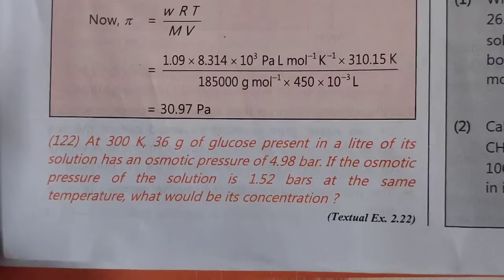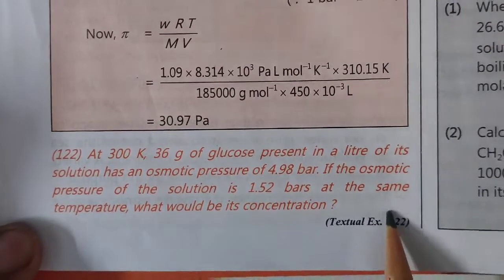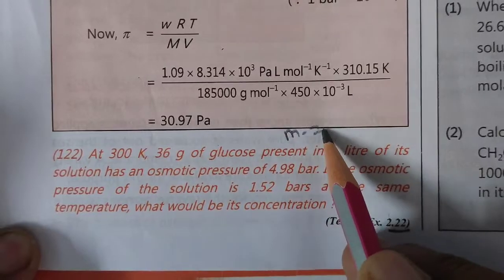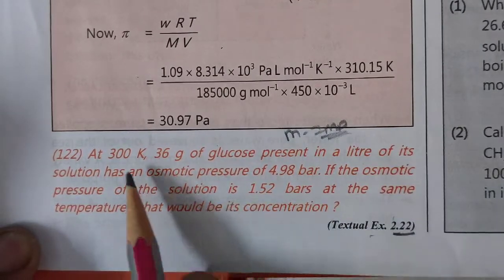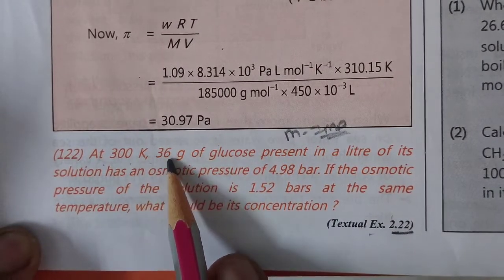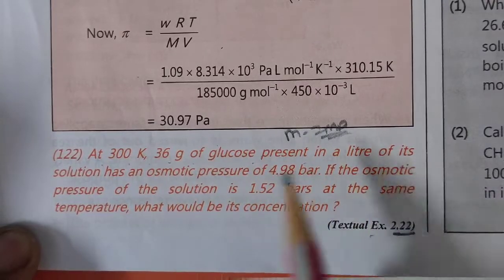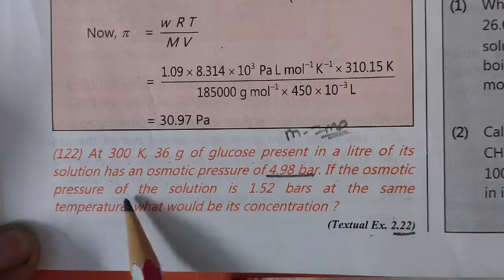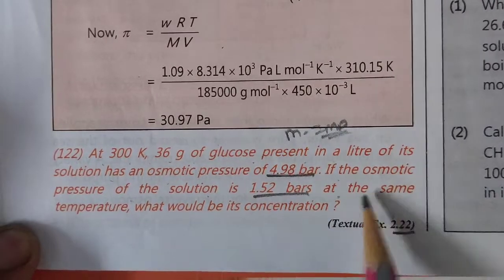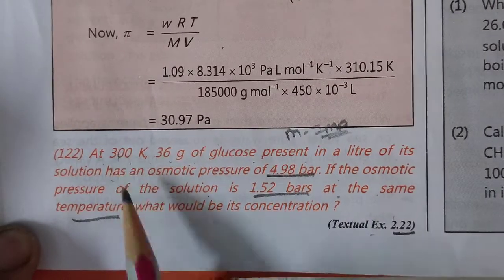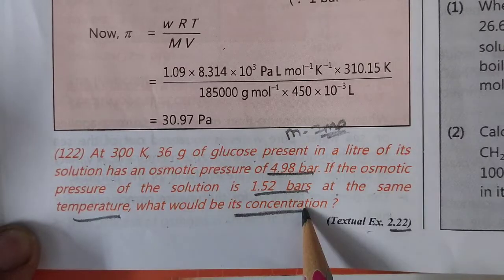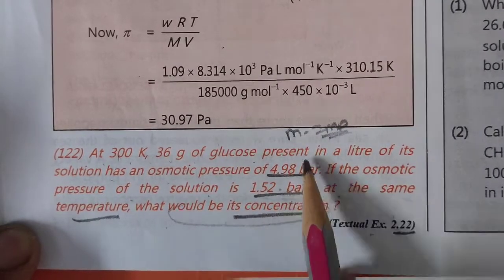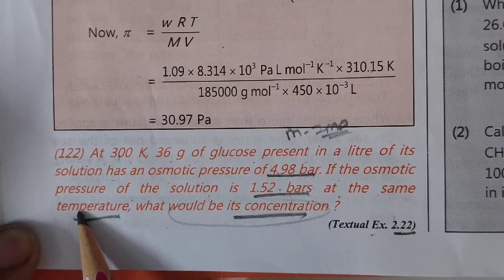Okay, next. This is textual exercise question 2.22. This is also most important. It is for isotonic solution. At 300 Kelvin, 36 gram of glucose present in a liter of its solution has an osmotic pressure, which is given as pi. If the osmotic pressure of the solution is this much at the same temperature, what would be the concentration? That is being asked. Now concentration at this pressure we have to find. So for isotonic solution, the temperature is the same, you can see here.